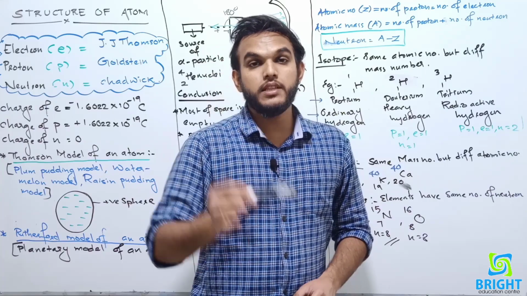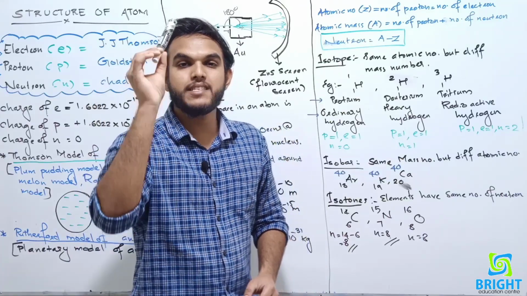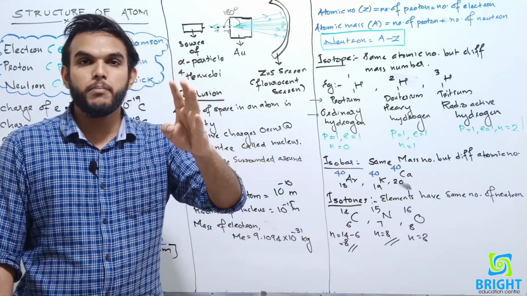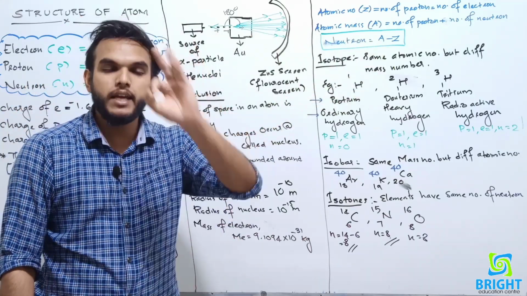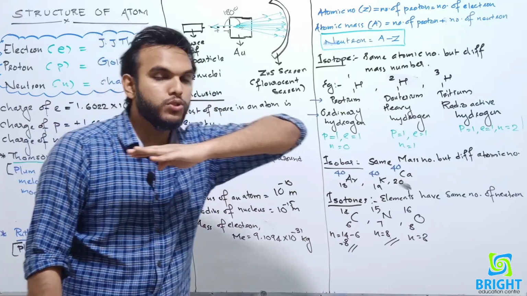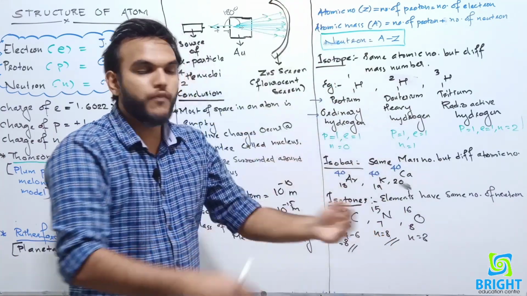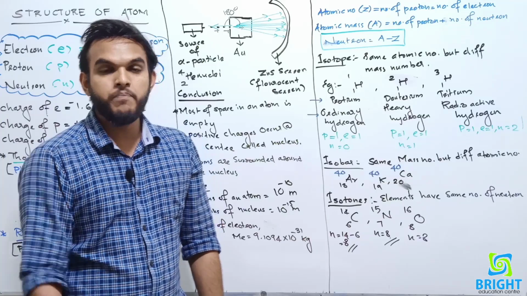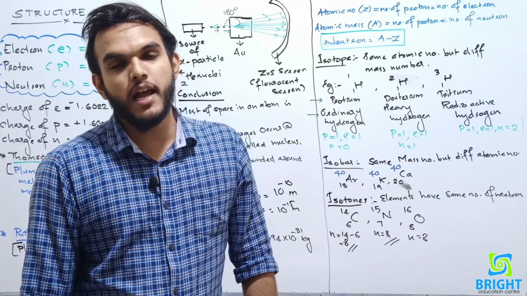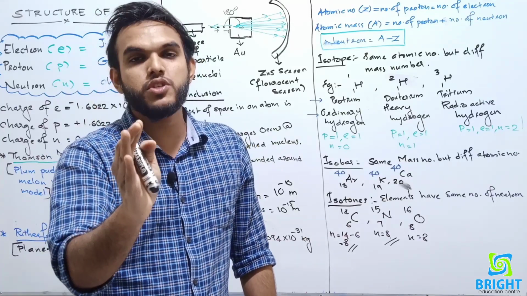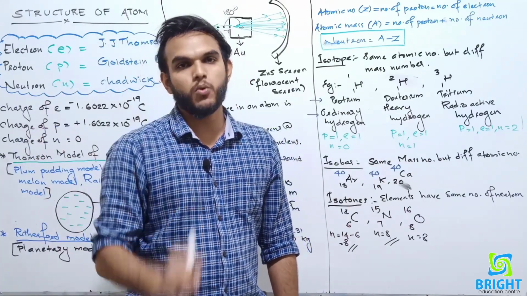The experiment he did is known as the alpha scattering experiment. An alpha particle is a helium nucleus with atomic number 2 and mass number 4. When the alpha particles pass through the gold foil, there are three observations. Majority of the alpha particles pass through the gold foil. Some alpha particles deviate in very small angles. Some alpha particles return back at an angle of 180 degree. Based on these observations, he concluded that most of the space in an atom is empty, the center is a positively charged nucleus, and the electrons are revolving around the nucleus. These are the major three conclusions he made.